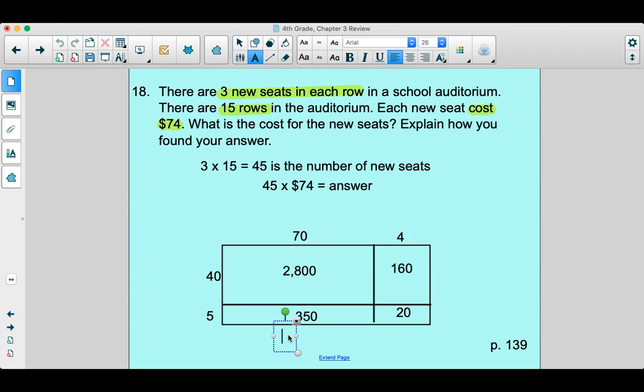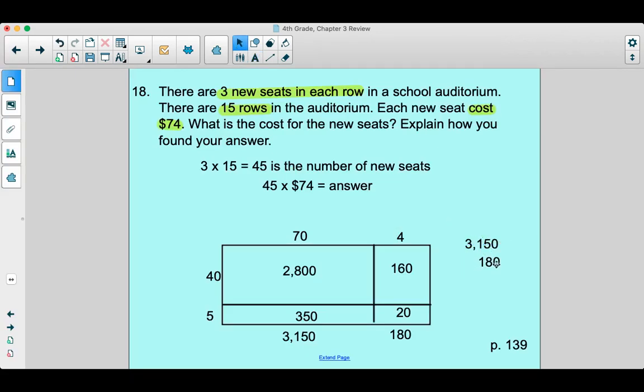2,800 plus 200 would give me 3,000. So that would be 3,150 for this part. And this is 180 over here. So now I'm going to do 3,150 plus 180. And I'm going to do that, and I'm going to call it a day. Because that, remember, is going to tell us our answer.